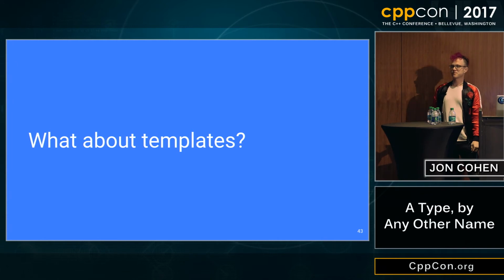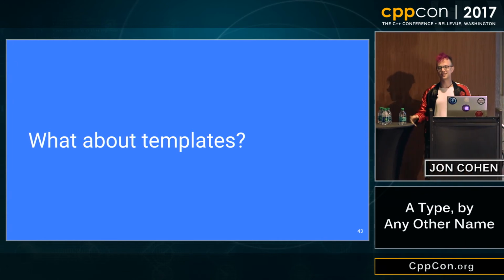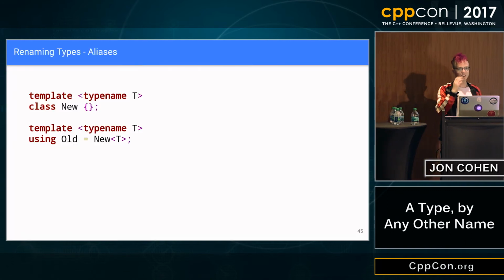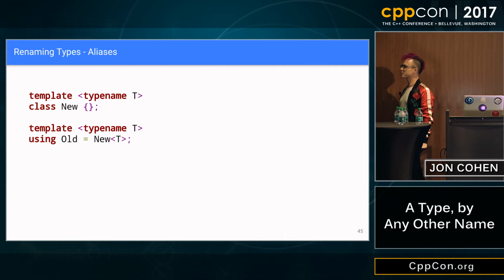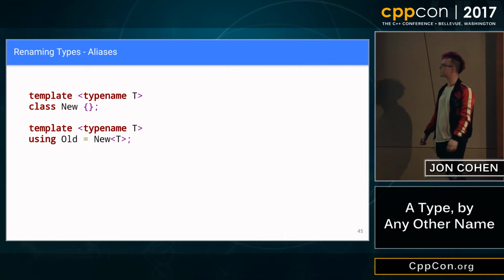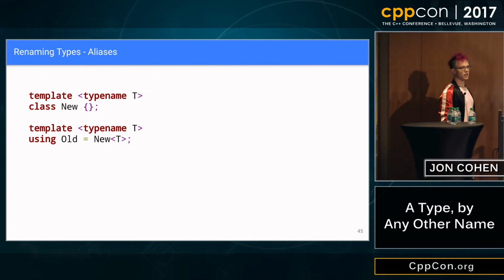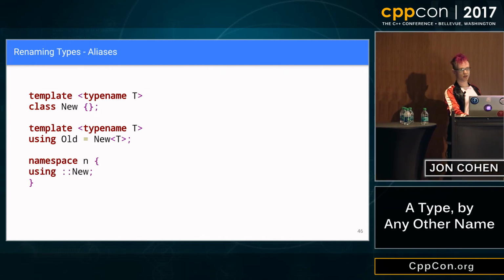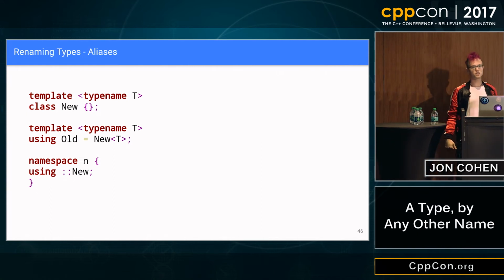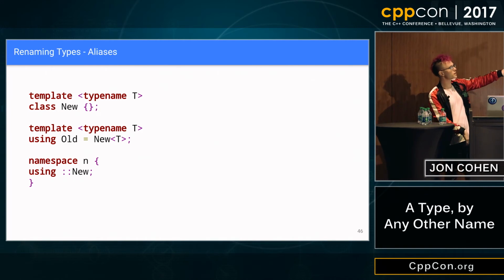What about templates? You can alias with templates exactly the same way, exactly with the natural syntax that you would think. This does exactly what you think it does. But I do want to make one point. You can do a using declaration, and then you don't need to do the template introducer. This is a much simpler case.